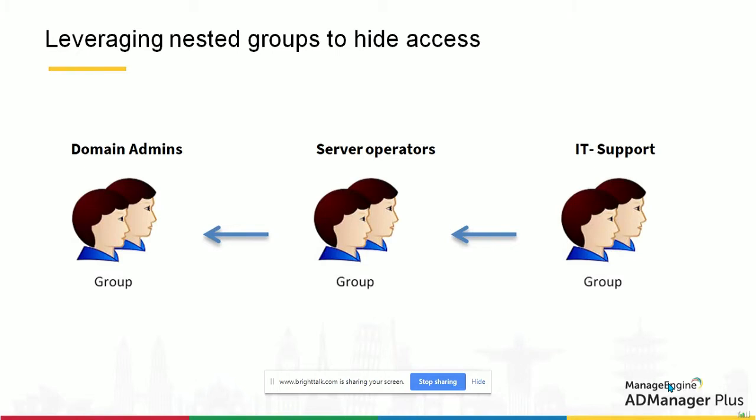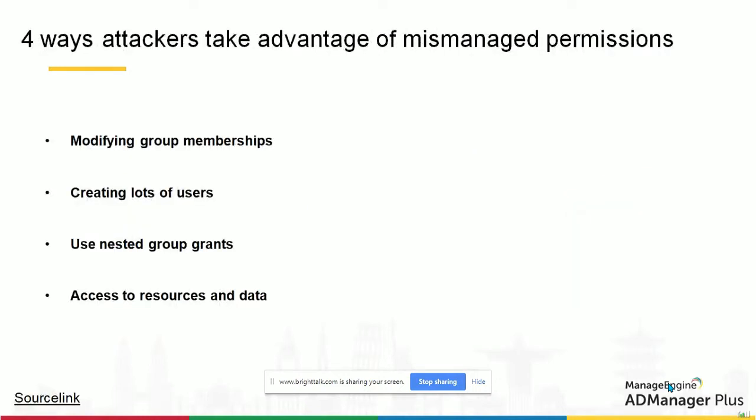The IT support group, for some reason, was added to the server operators group. No one knows why. It was probably for temporary reasons, but the IT support group is a member of the server operators group, and the server operators group is a member of the domain admins group. Now I'm pretty sure you see where I'm headed here. Through nested memberships or indirect memberships, the IT support group has domain admin privilege. And this, ladies and gentlemen, is a first example of a mismanaged permission within Active Directory: nested group memberships, when your end users have unnecessary admin group privileges.